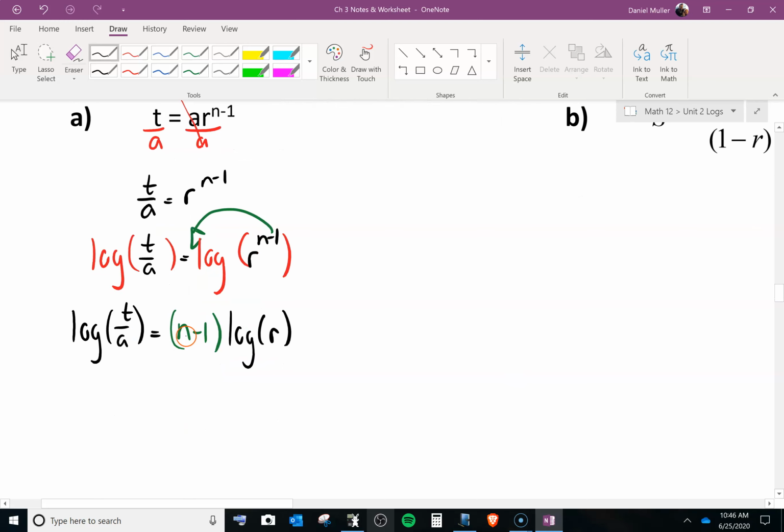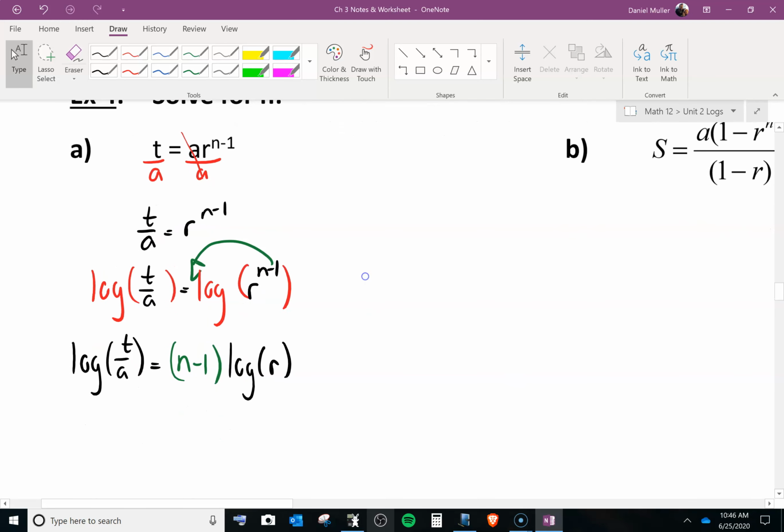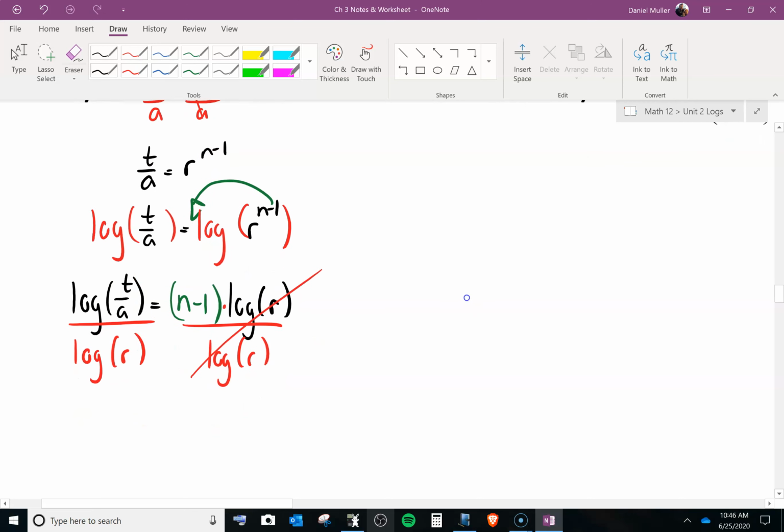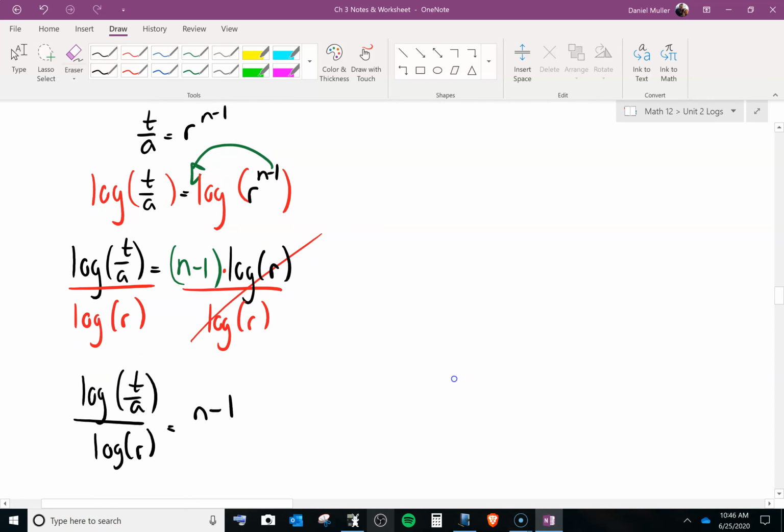So I need to get, what letter am I isolating? N. Okay, so let's divide both sides. This is a times, so let's divide both sides by this log r. So log of all of this stuff is equal to n minus 1.